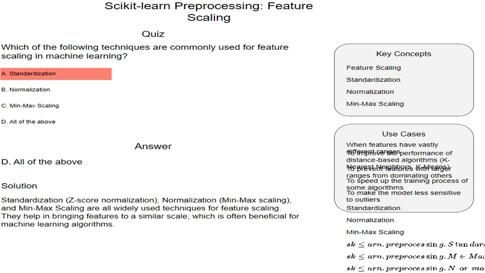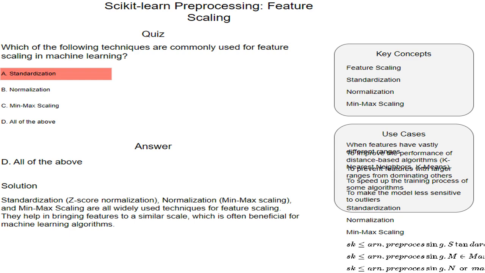Standardization. Standardization, also known as z-score normalization, transforms data to have a mean of 0 and a standard deviation of 1. This is done by subtracting the mean from each data point and then dividing by the standard deviation. Standardization is often preferred when the data distribution is assumed to be normal or nearly normal.